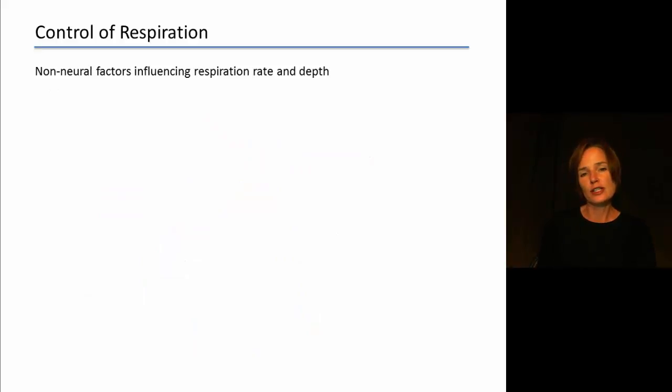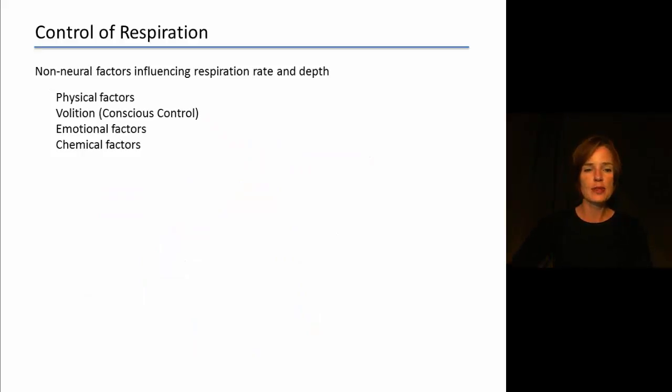Some non-neural factors that control respiration rate and depth include physical factors, volition, so conscious control. We have emotional factors, we have chemical factors. So a lot of different things are really controlling our rate of respiration and then also the depth of our respiration.